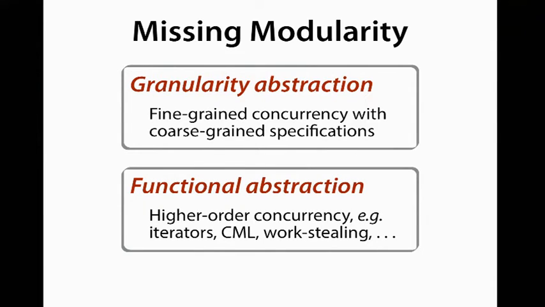Another form of abstraction that I know is near and dear to many of you is functional abstraction, or higher-order programming. In practice, you see a lot of programs that take in functions as arguments and produce functions as results, and do so in the context of concurrency. And again, this is largely ignored in state-of-the-art logics.